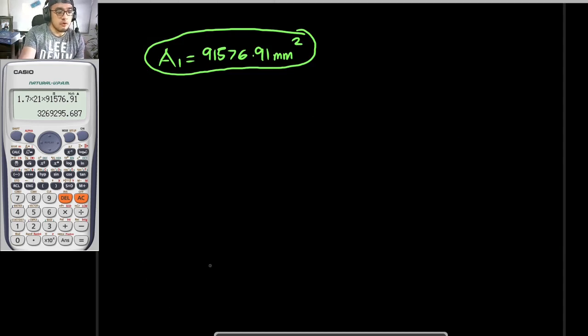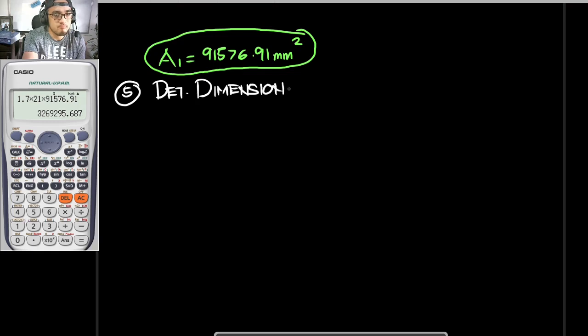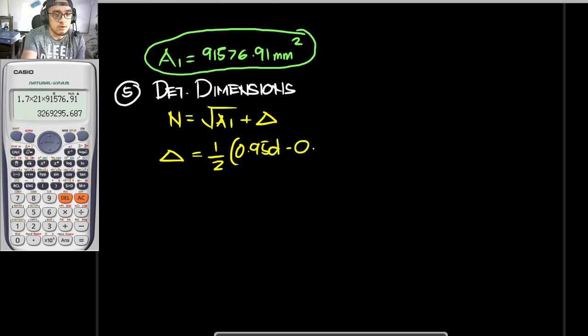So, after step 4, of course, we would be doing our step 5. So, ang step 5 natin is to determine the dimensions. Okay, so if that is to be the area 1, if you can remember our formula, yung ating n. So, n is equal to the square root of area 1 plus delta, where delta would be 1 half 0.95d minus 0.85 the base of the flange.